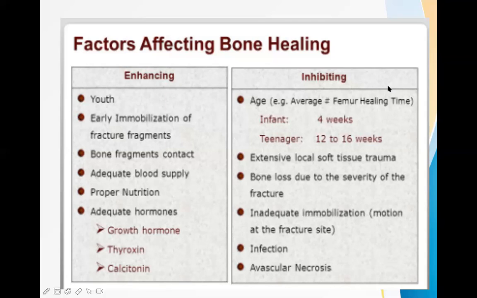Now let's go to the other side. What are the factors which inhibit bone healing? Already talked about the age, let's not repeat it again. Extensive local soft tissue trauma will inhibit the bone healing. This is known as compound or open fracture. Sometimes there is even soft tissue present in between the fracture site. If bone is lost due to the severity of the fracture, then it will hamper the bone healing. Again, I can give the example of compound and comminuted type of fracture.